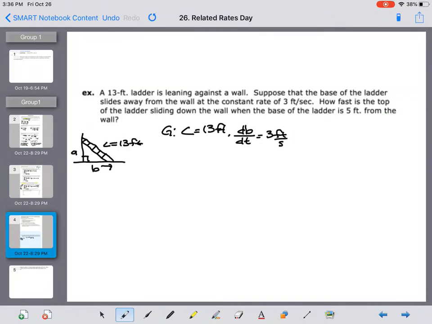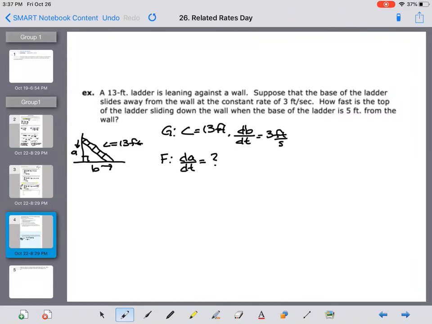So I know that. Here comes the question. So what I'm trying to find. It wants to know how fast is the top of the ladder sliding down the wall. So now we're talking about A. If we pull out the ladder, the top is going to come down. So what we're looking for is dA/dt. I want to know what that is. Now, because we know B is increasing, if we think of the situation, A, when that ladder comes down, is going to decrease, which means my dA/dt is going to be negative in this problem.